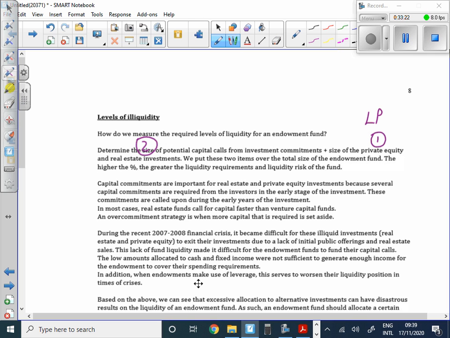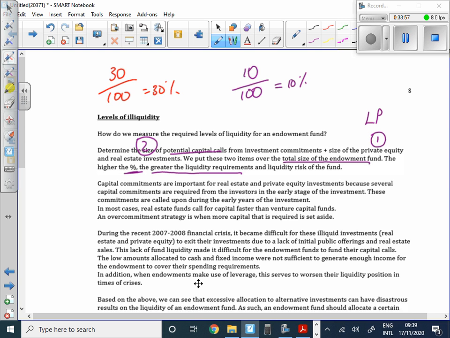What we do is put these two items, my total committed or potential capital calls, say for example $10 million, over the total size of the endowment fund. Let's say the endowment fund is 100 million in assets. The higher the percentage, the greater my liquidity requirement. Say this fund has a 10% liquidity ratio, as opposed to another fund that has commitments of 30 million with assets in the endowment of 100. They've got a 30% ratio. What would we conclude? This one has greater liquidity requirements, and the liquidity risk to the endowment fund is higher. Just watch out for this one. It's an important little ratio formula that's included over there.